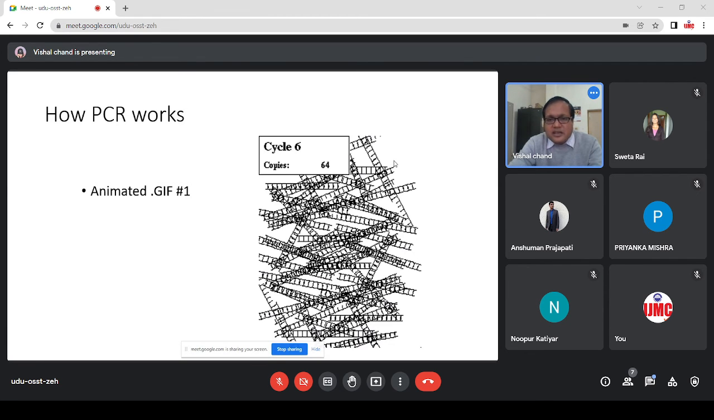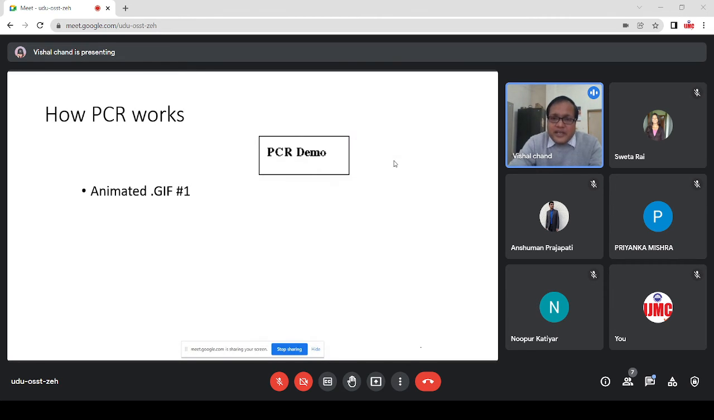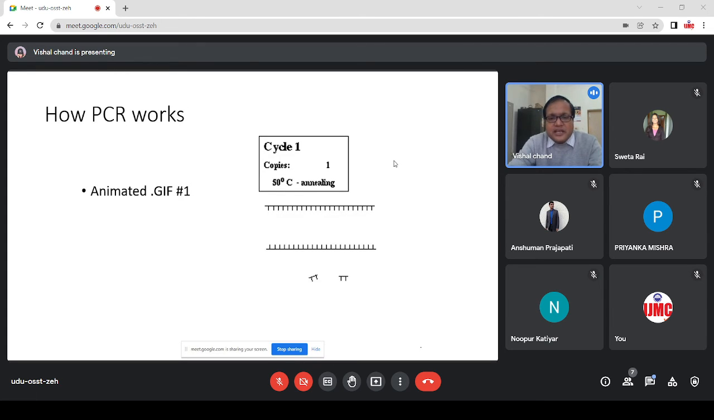Cycle 6, 64, cycle 7, 128, cycle 8, 256. So in this way, as the process goes on, the overall synthesis occurs, and this is how PCR works. Okay, one more time you can see that animation.